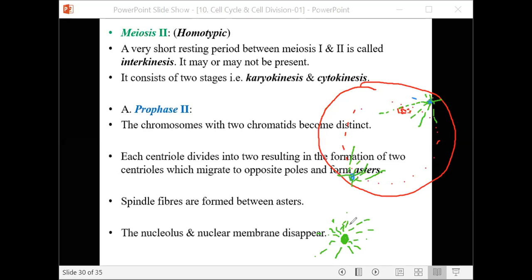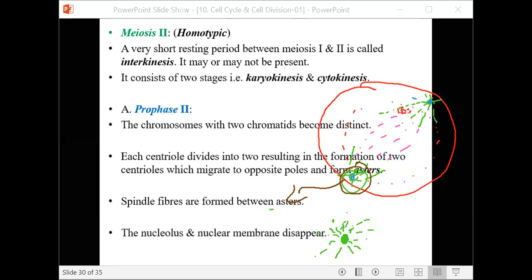So this centriole looks like that. The centrosome looks like that. It is radiating the lines out. The lines are radiating out like a star, hence the name aster is given. So they form between asters. The spindle fibers are coming between these. So this structure that is there is called aster. The spindle fibers are forming between the asters, like this.